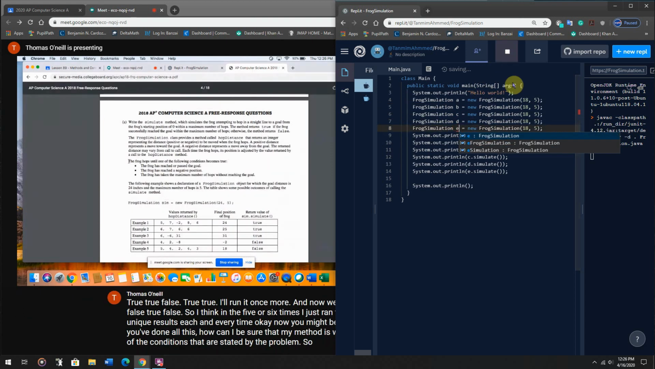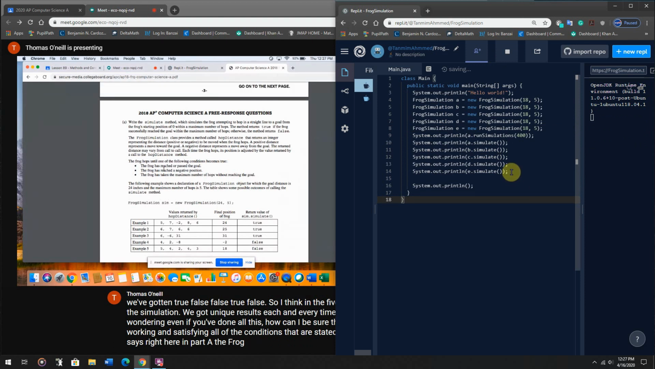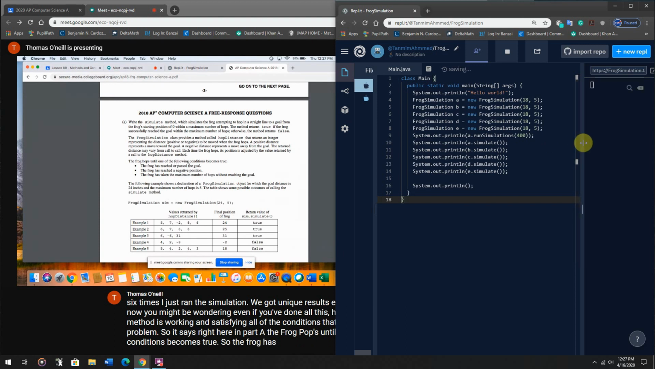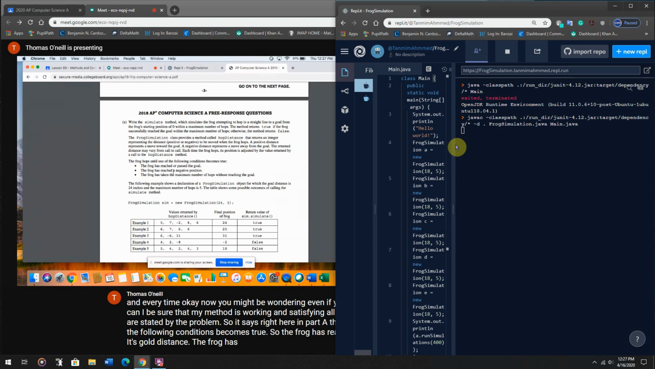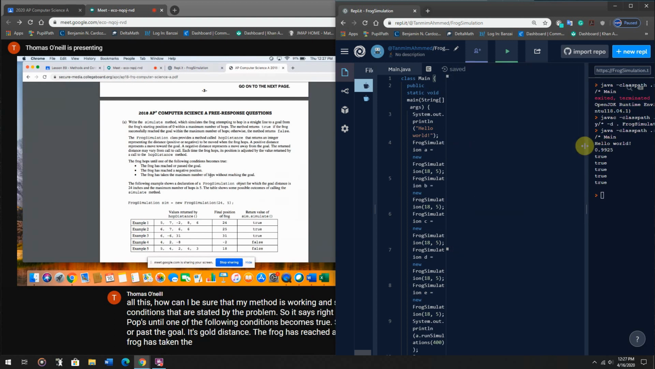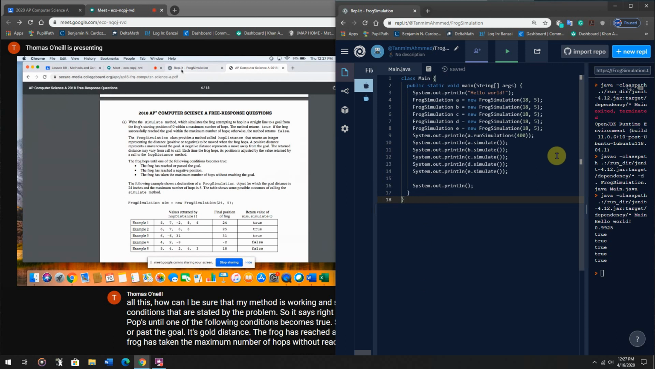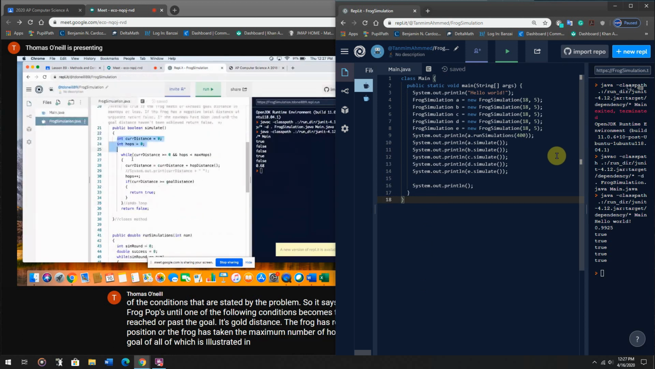So it says right here in part A, the frog hops until one of the following conditions becomes true. So the frog has reached or passed the goal, its goal distance. The frog has reached a negative position, or the frog has taken the maximum number of hops without reaching the goal. All of which is illustrated in this set of code here, okay?